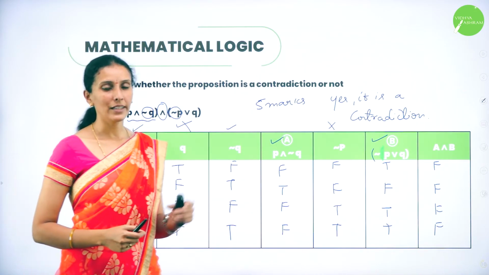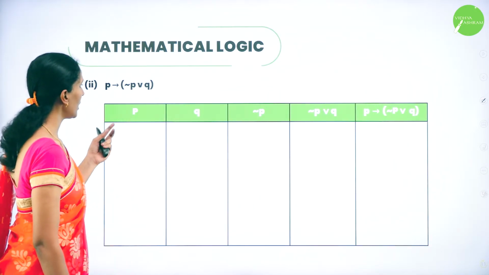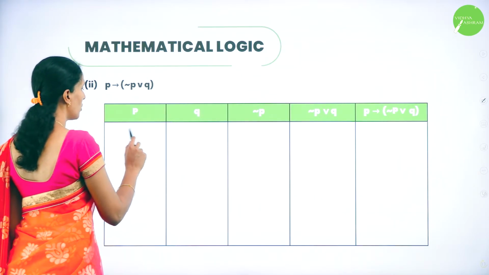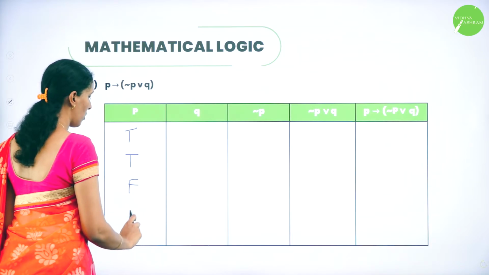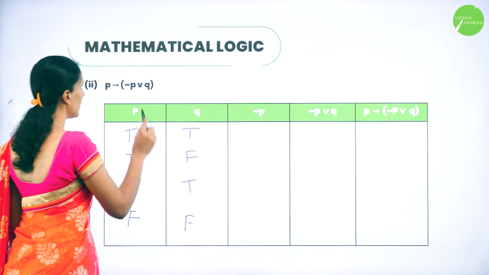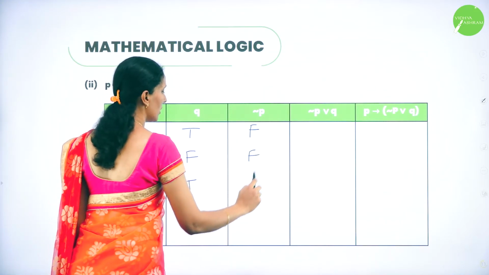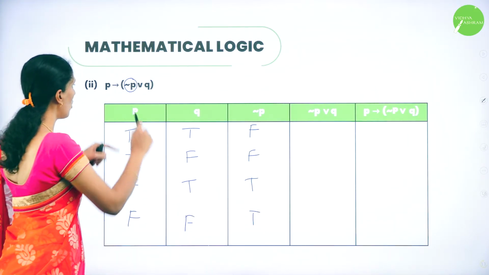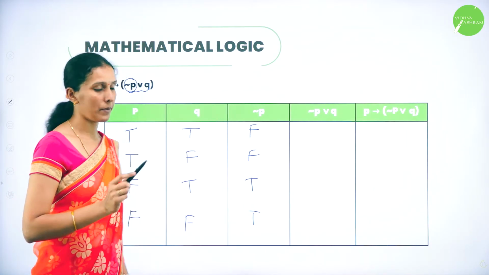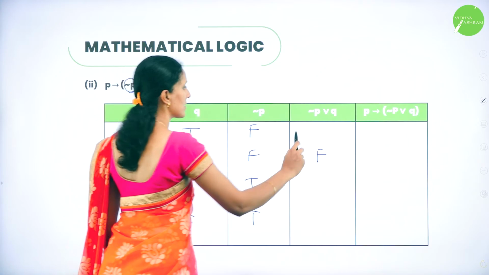Like this, you have to verify the truth table for each proposition. Let's look at the next question. We have P, Q, and according to the question, I have divided the columns. Let's write the values. P: true, true, false, false. Next Q: true, false, true, false. In the question, I need not P. So not P is false, false, true, true. Let's take the combination of not P and disjunction Q. Disjunction will be false if the two statements are false. So only for this case it is false. In all the other cases, the value is true.